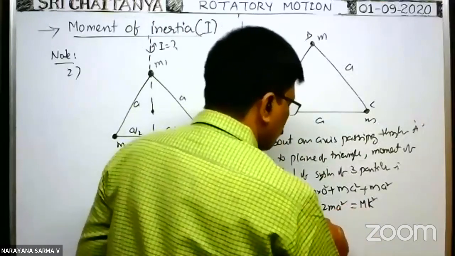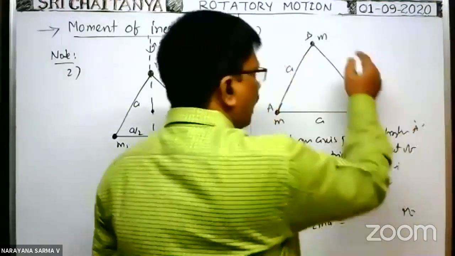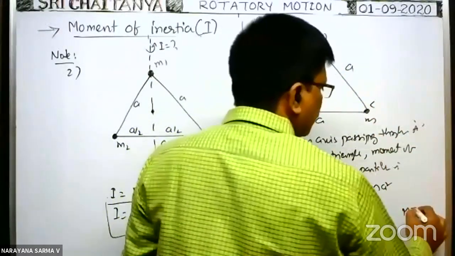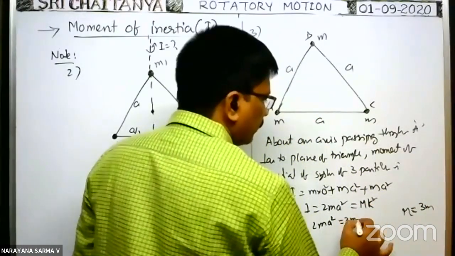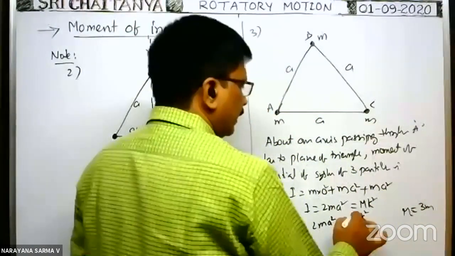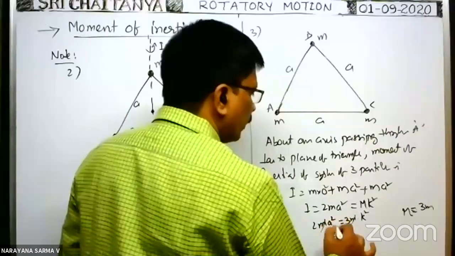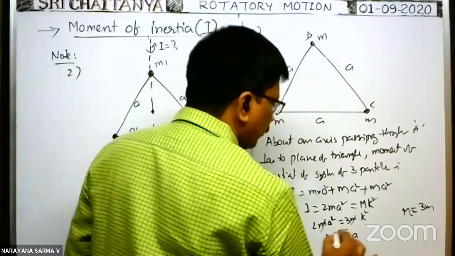This is equal to 2ma square. What is the mass of the entire system? There are three identical particles each of mass m. That's why total mass is equal to 3 into m. So instead of capital M, you write 3m into radius of gyration square. Here m and m cancel. Okay, therefore radius of gyration k is equal to root 2 by 3 into a, you will get.